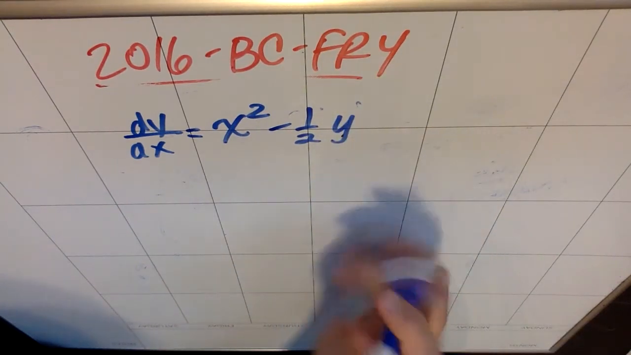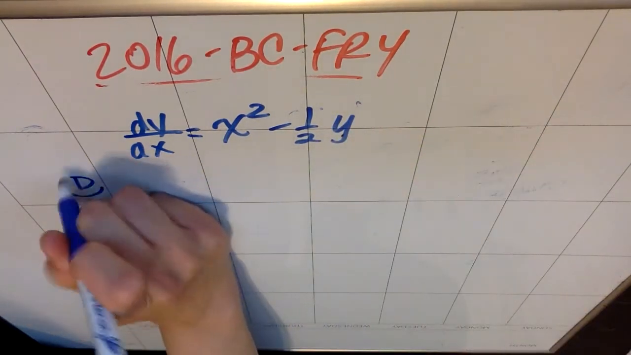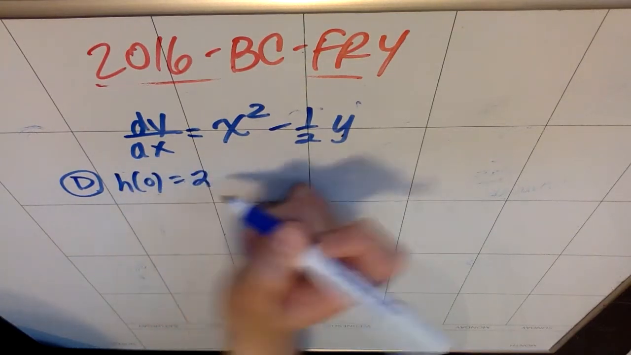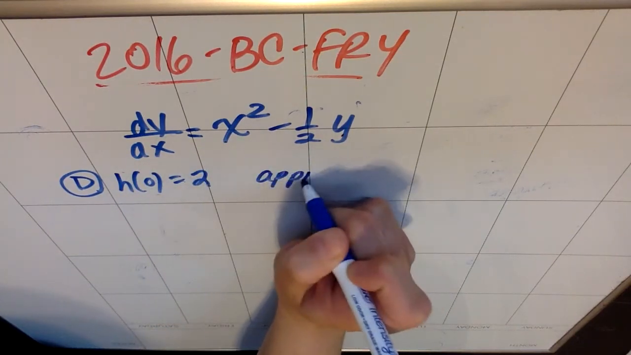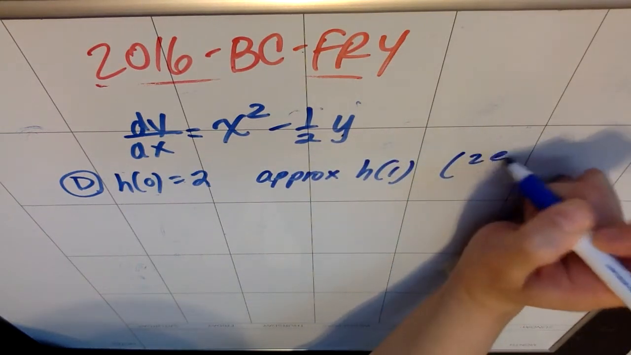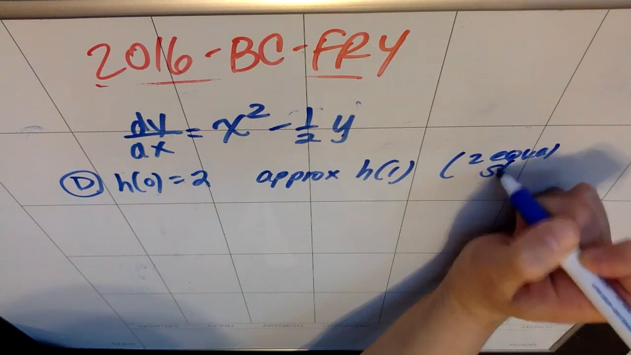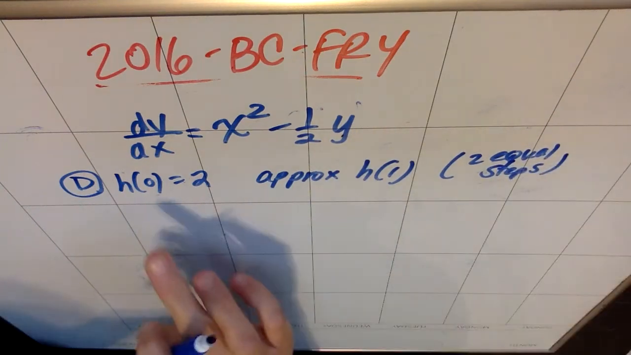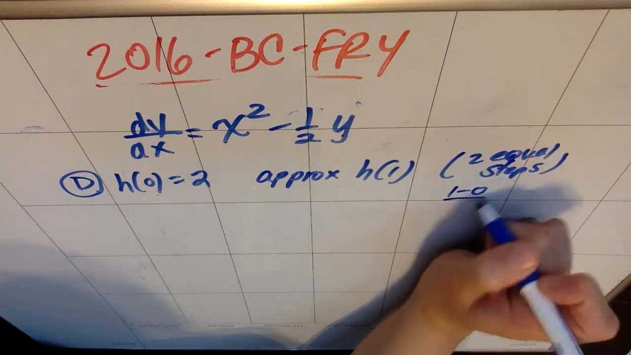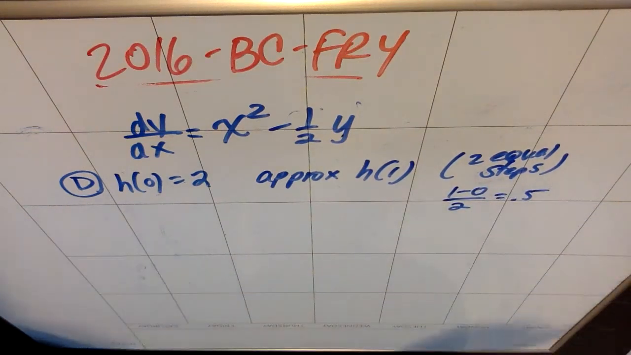Okay, so what they gave us in part D is that h of 0 is 2, right? And they ask us to approximate h of 1 in 2 equal steps, right? So I'm going from 0 to 1, which in 2 steps means I'm going by 0.5, because it's 1 minus 0 divided by 2, which would be a step size of 0.5.